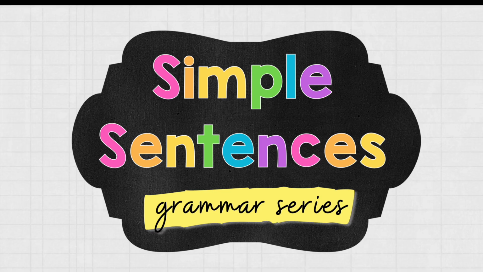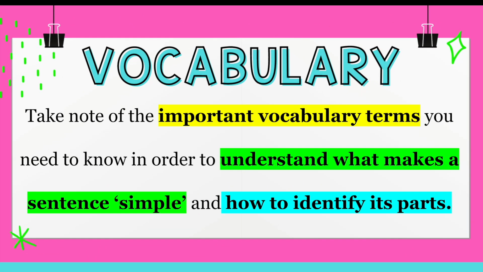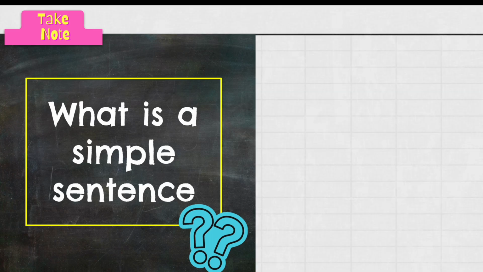It's really exciting, and this is the foundation of our sentence work, so we're going to make sure that we understand this before we move on to compound and complex sentences. So let's get started. Let's jump in to simple sentences. First, we need to take note of the important vocabulary terms you need to know in order to understand what makes a sentence simple and how we're going to identify its parts.